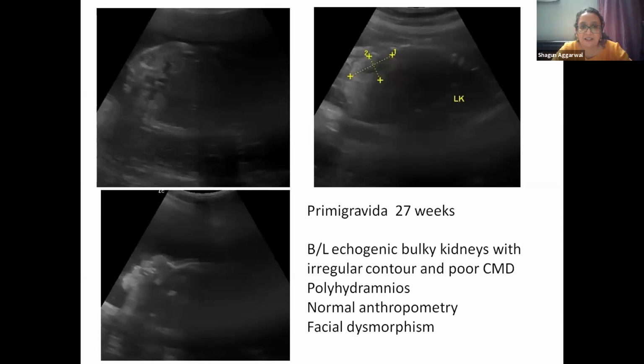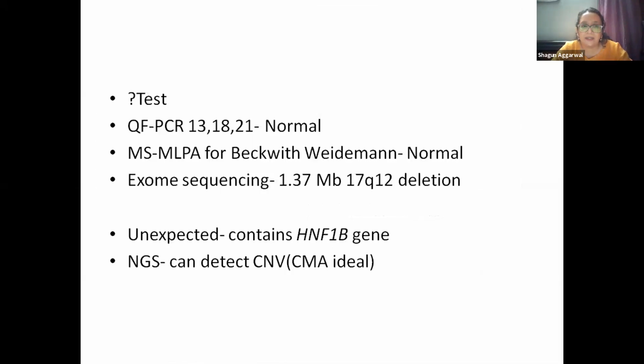This was a primigravida at 27 weeks, and the scan had shown bilateral echogenic bulky kidneys with poor CMD and irregular contour. There was also polyhydramnios, normal anthropometry, and some subtle facial dysmorphism like a bulbous nasal tip. Looking at all these things, what we were thinking is, could it be an aneuploidy?